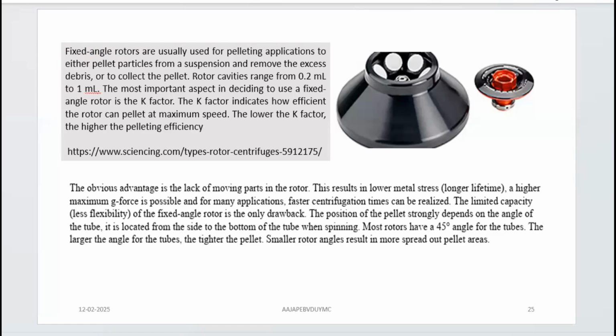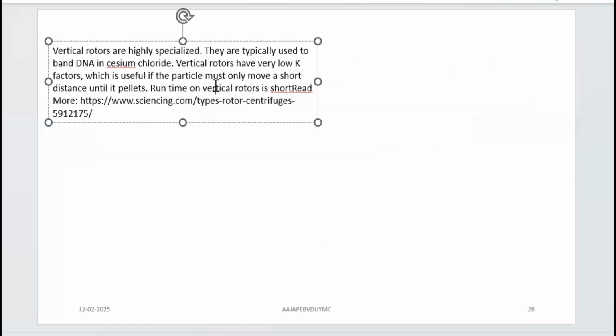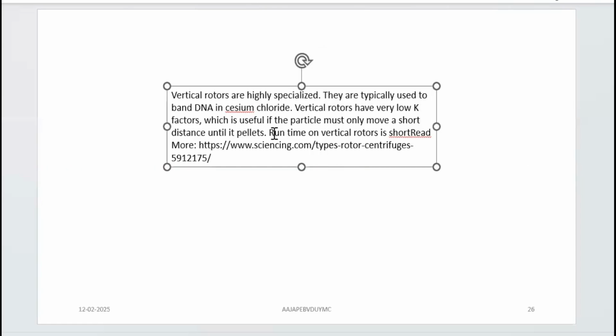When I say vertical rotors, they are highly specialized, right? They are typically used to band DNA in cesium chloride. So vertical rotors have a very low K factor, which is useful if the particle must only move a short distance until it pellets. Right? So this is a simple and small description about the vertical rotor.